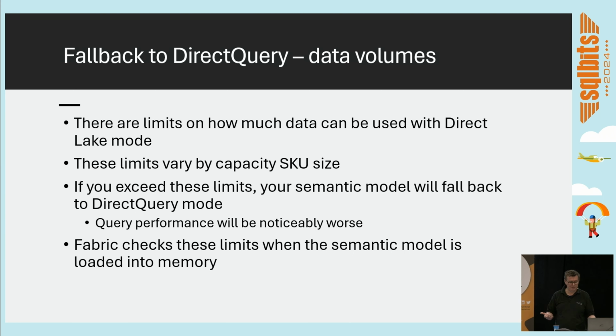That's how it was with import mode. But if we know that the amount of data you're working with is likely to be too much to store in memory, again, we are going to fall back to DirectQuery mode. And Fabric makes these checks when you start to run queries, when the semantic model starts to be loaded in.